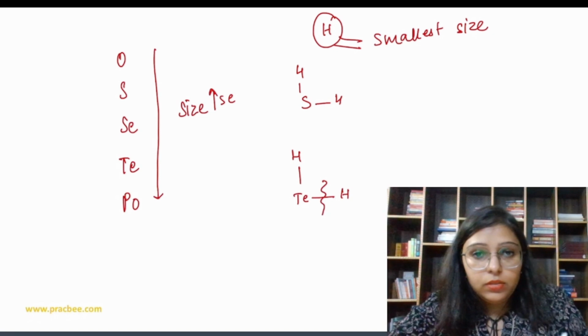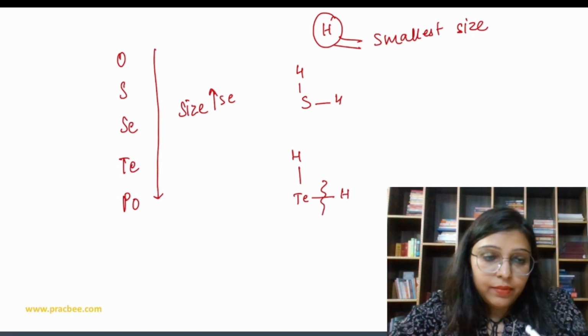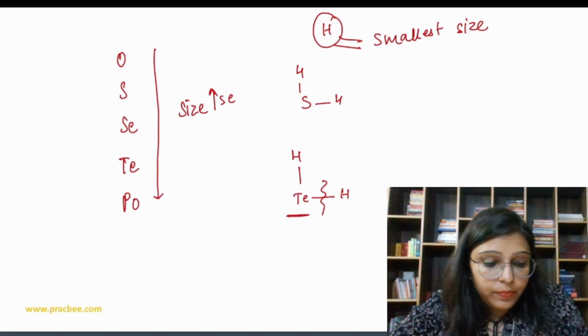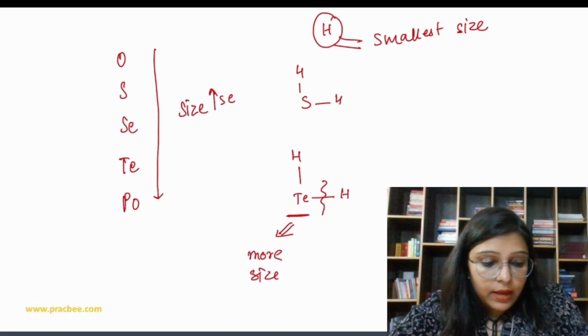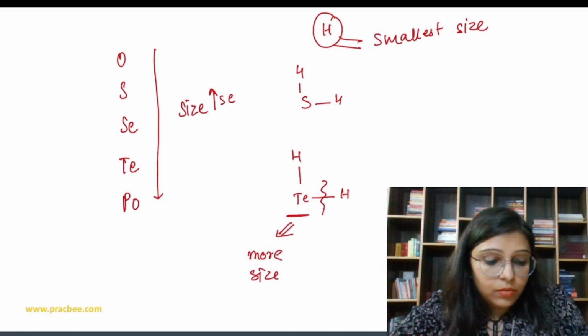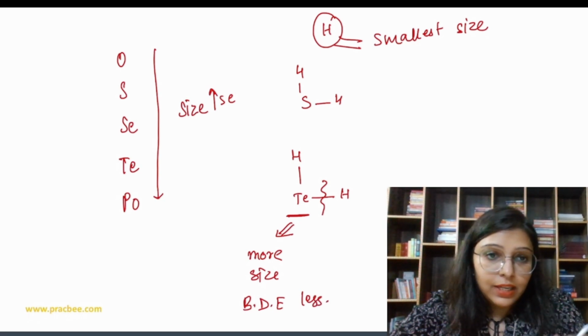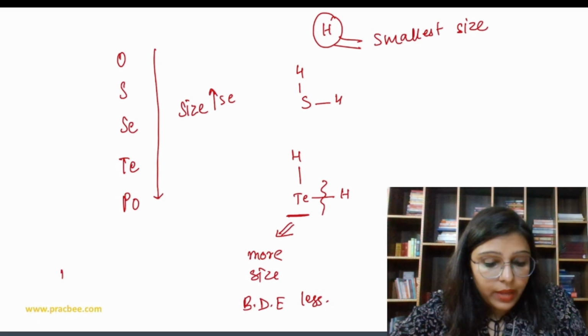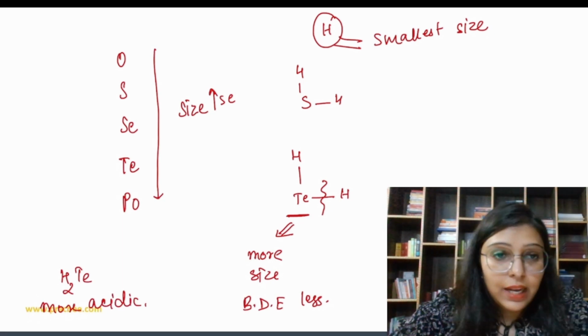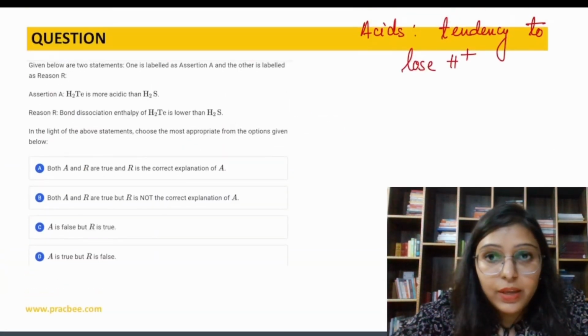So this bond we can easily break. Why can we break this bond easily? Because tellurium has more size in comparison to hydrogen. So the bond dissociation enthalpy is going to be less. So it can easily give H plus, and if it can easily give H plus, H2Te is going to be more acidic. Why? Because the bond enthalpy of the tellurium-hydrogen bond is very low.